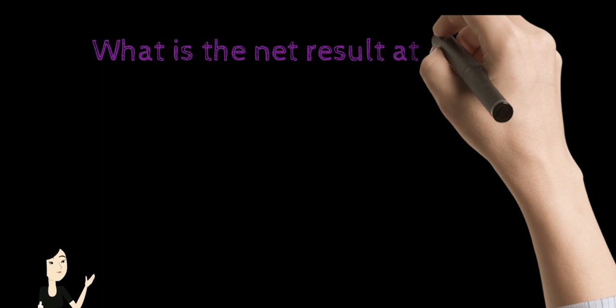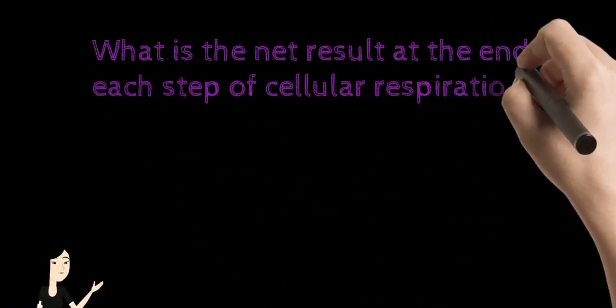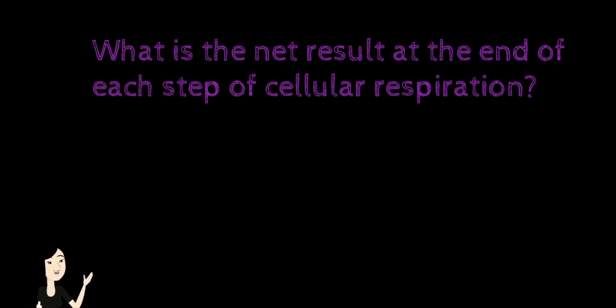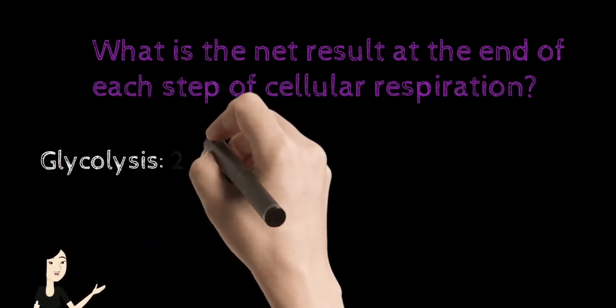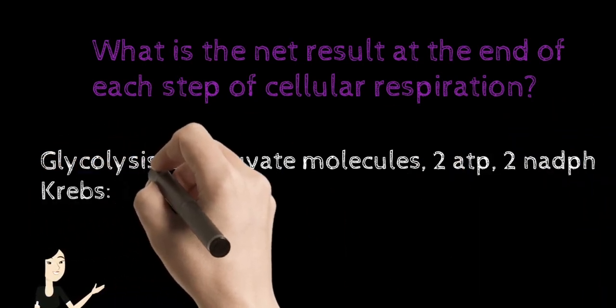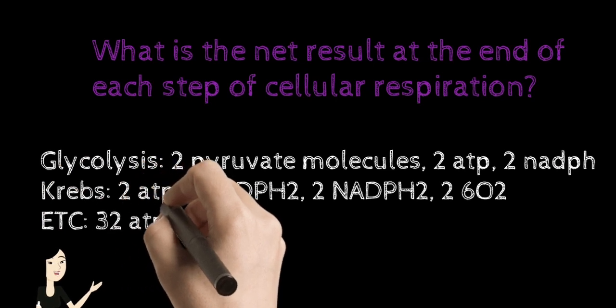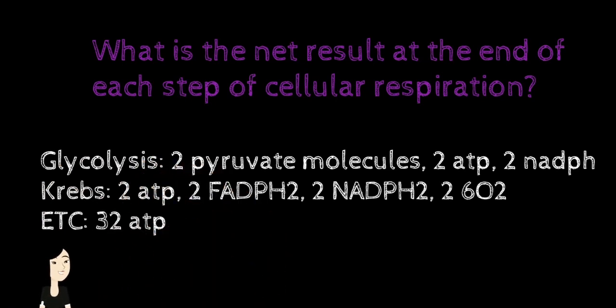What is the net result at each of the steps of cellular respiration? Glycolysis gives us 2 pyruvate molecules, 2 ATP, 2 NADPH, while Krebs gives us 2 ATP, 2 FADPH2, 2 NADPH2, 6 O2 molecules, while ETC gives us 32 ATPs.